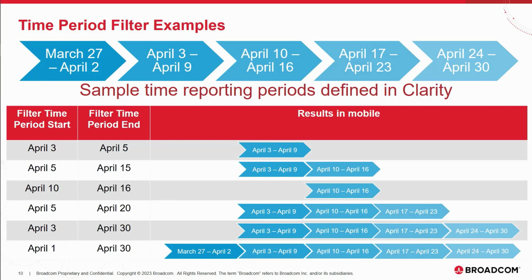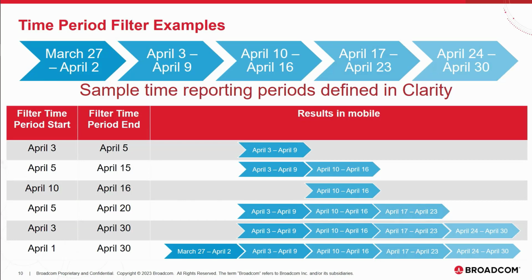So let's go through the example to clarify this further. In here, I have set up my time periods as follows: there is a time period for March 27 to April 2nd, another time period for April 3rd to April 9, and then 10 to 16, 17 to 23, 24 to 30. These are the time periods on a weekly basis.